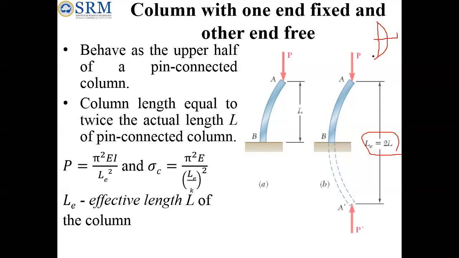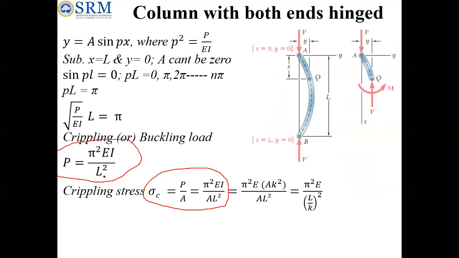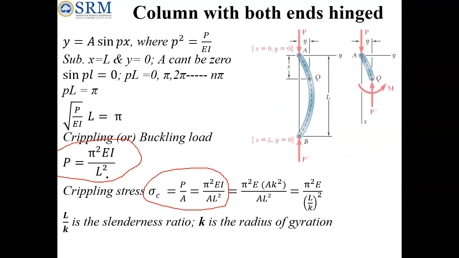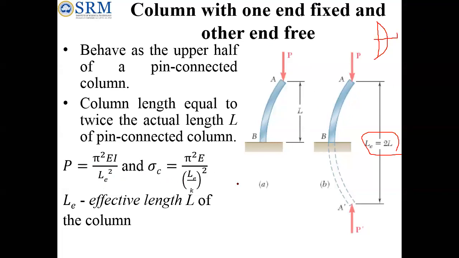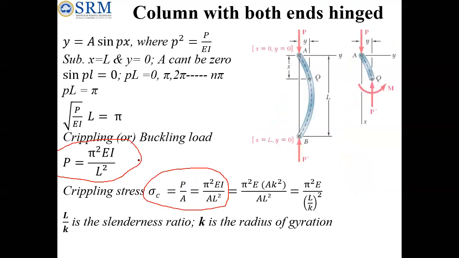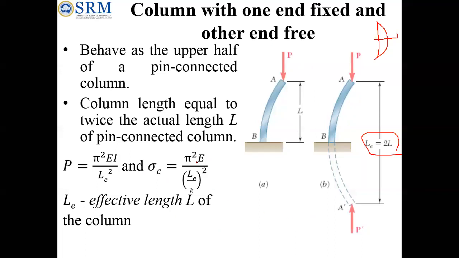Okay. So what we need, we already have the formula that P is equal to pi square EI by L square. Pi square EI by L square is the formula. In L, we need to substitute the effective length. Clear? So pi square E by (LE by K) the whole square, because L by K is the slenderness ratio, so that we can use. Then you use the effective length of L for this particular column.